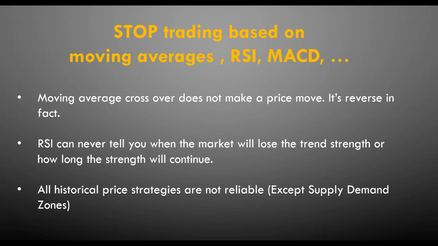Retail traders are always mistaken: the moving average has crossed, so price is going to move now. No, it's not like that. Moving averages happen because price action already moved. It's delayed. And RSI will never tell you when the market will lose strength or when it's going to continue or reverse. All those are historical; the price action already happened. That's why you need to rely on the actual order flow in the market, level 2, to make decisions in a much better way.